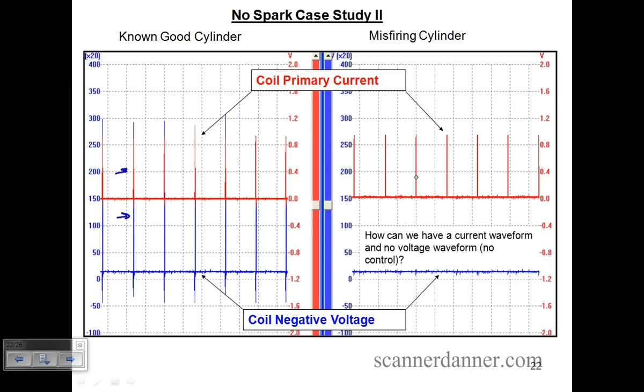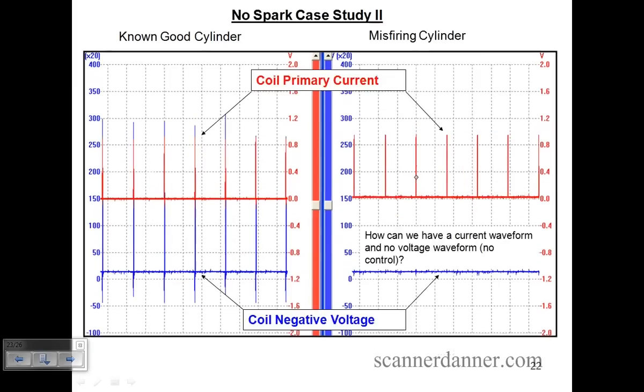Every time we have a blue trace activity, we have a red trace activity. That would make sense. When we turn the circuit on, it gets grounded, current flow begins. When we turn the circuit off, here, yeah, it stops. Up here, amperage, down here, voltage, that doesn't make sense.